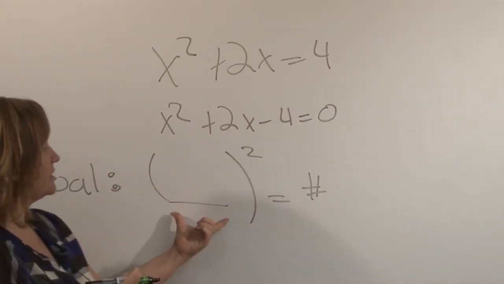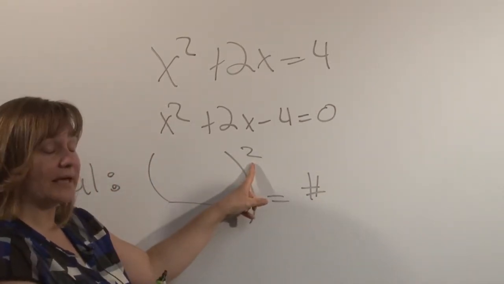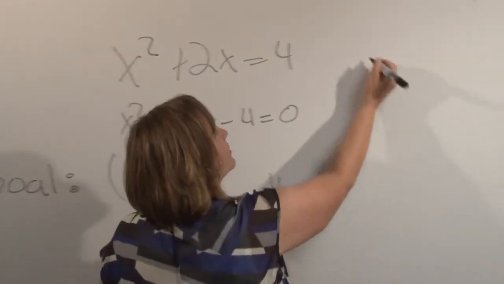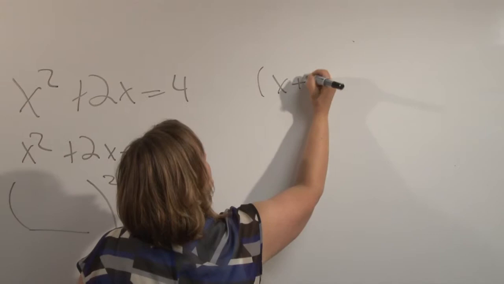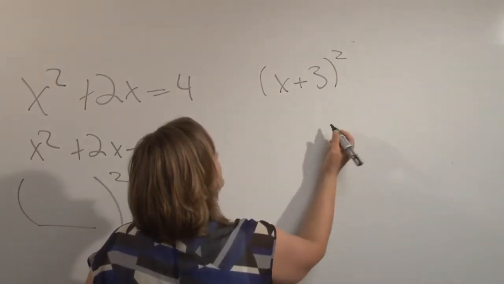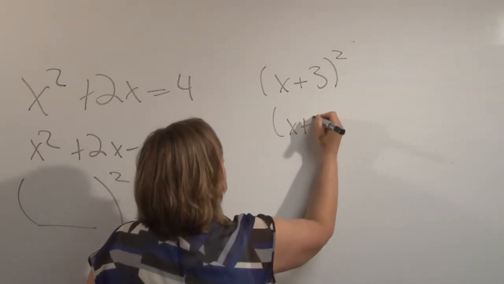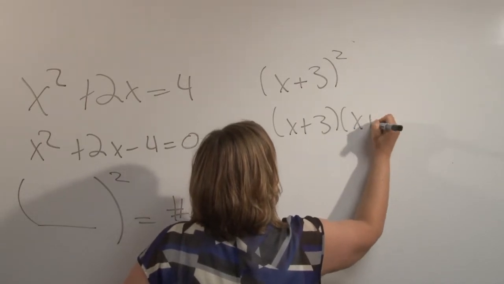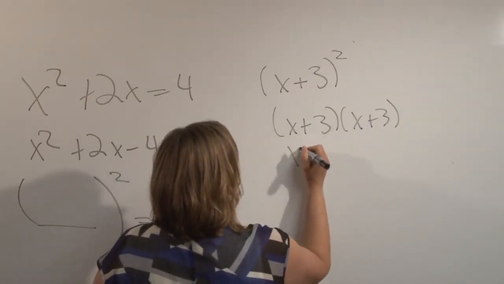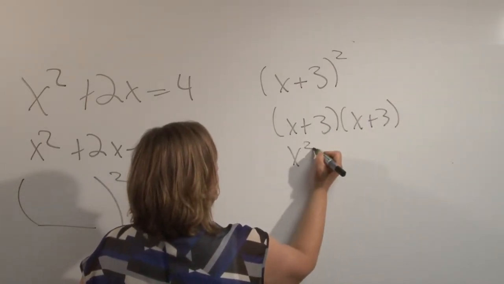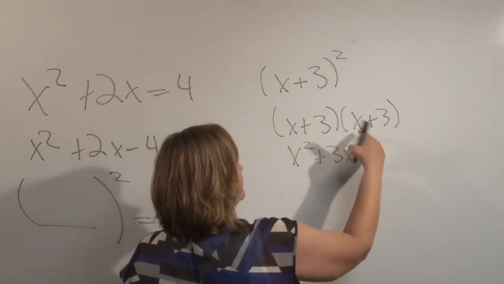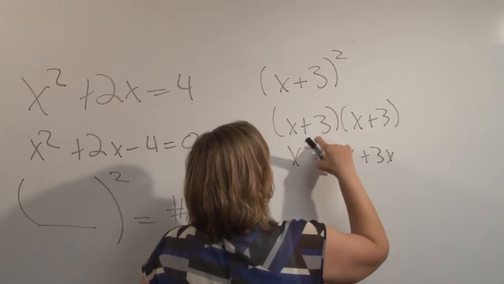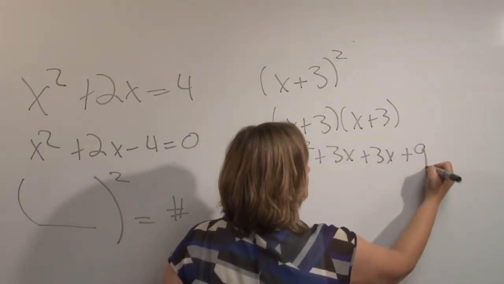Well, we've seen something squared before when we were multiplying out. If I had something like x plus 3 quantity squared, that led me to multiply it out times itself. That times that is x squared. X times 3 was 3x. 3 times x is 3x. And 3 times 3 is 9.